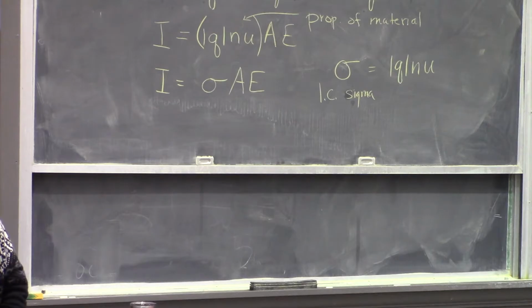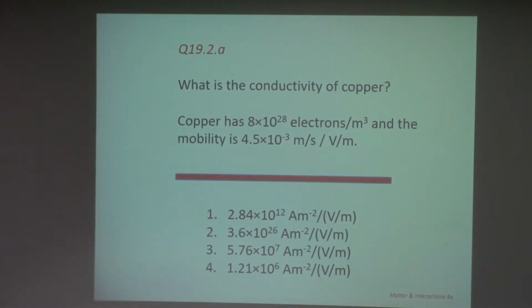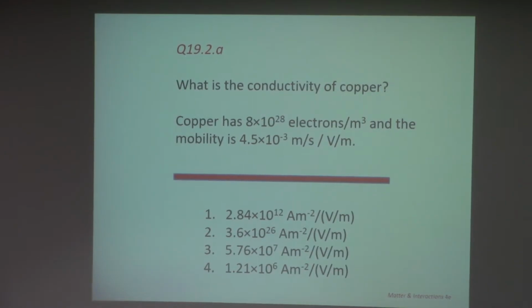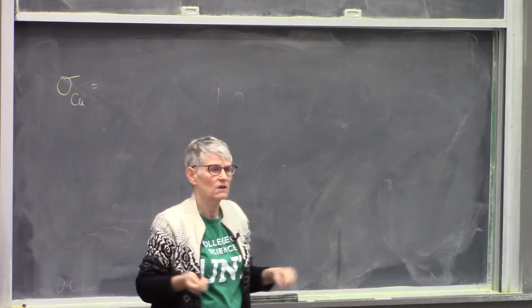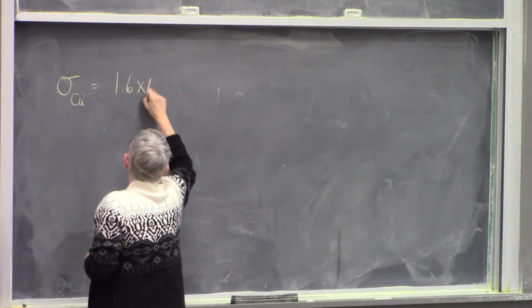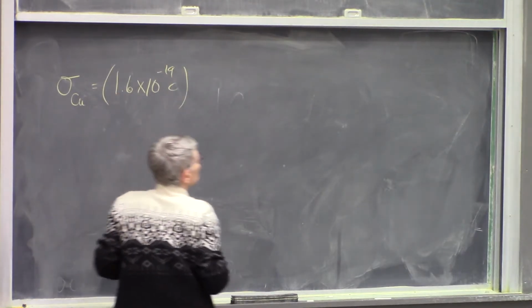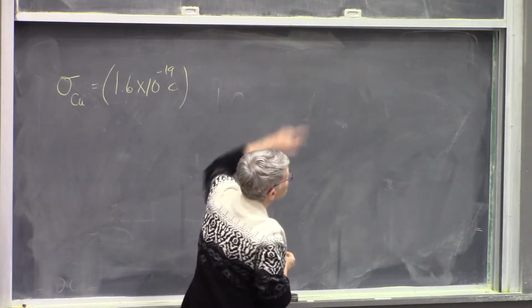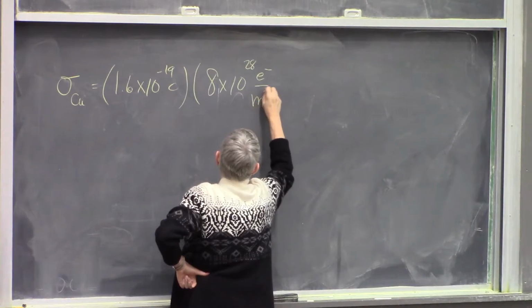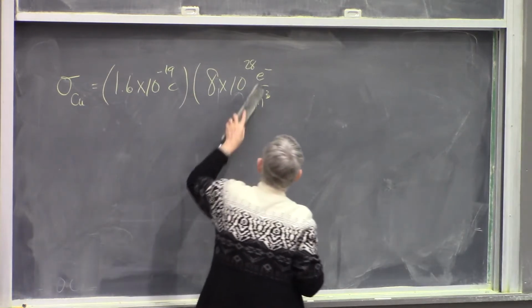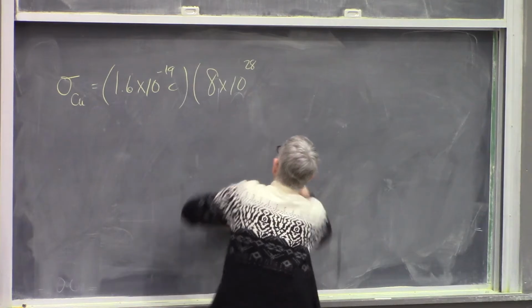So let's calculate a conductivity just to see what it looks like to do this. Maybe we can make it multiple choice. We'll just do it together. The conductivity of copper is, well, we just have to calculate that quantity. So the mobile charges in copper are electrons. So 1.6 times 10 to the minus 19 coulombs times the mobile charge density, which is 8 times 10 to the 28 electrons per cubic meter. Really, electrons isn't exactly a unit. It's mobile charges per cubic meter. So we'll just write that.